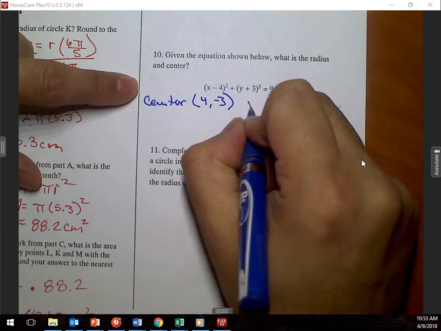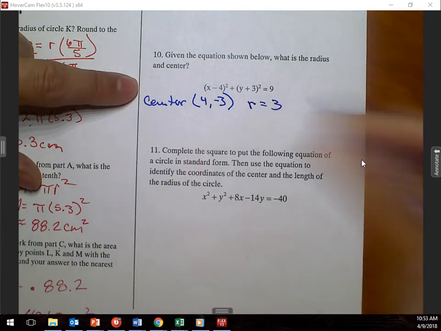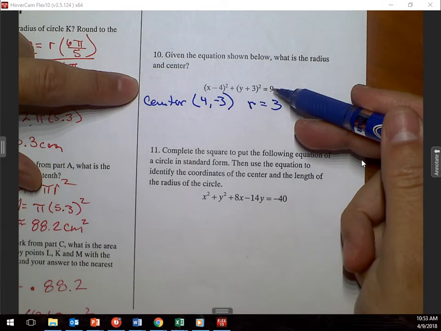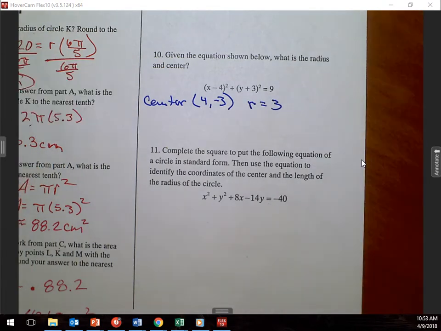My radius. You take the square root of this, right? So the square root of 9 is just going to give me 3.